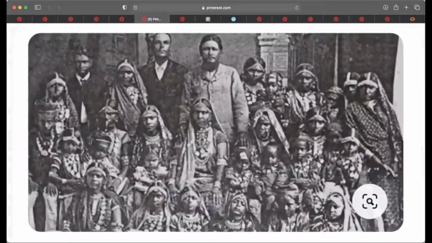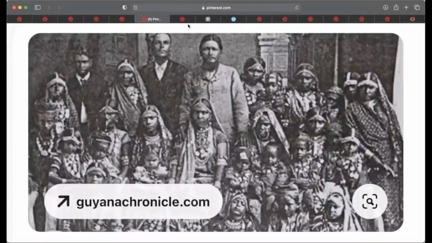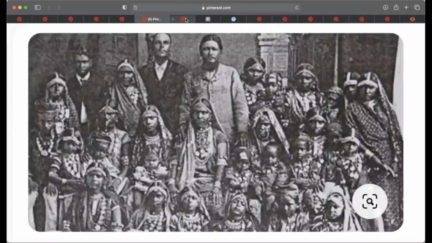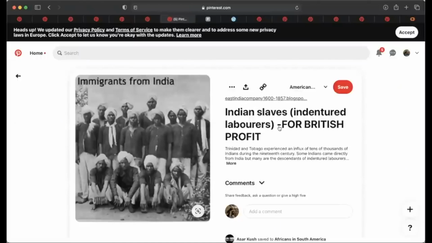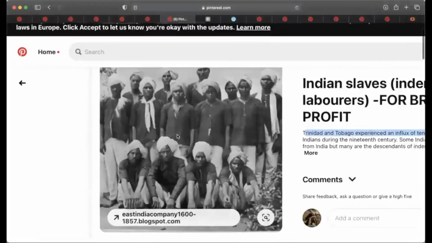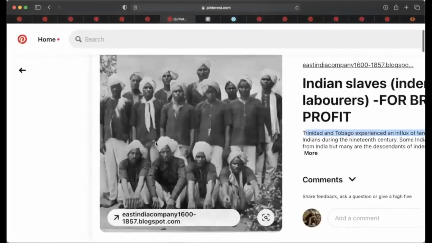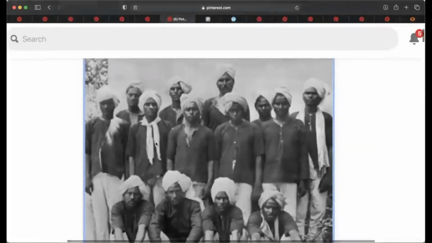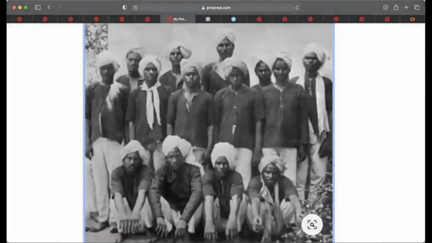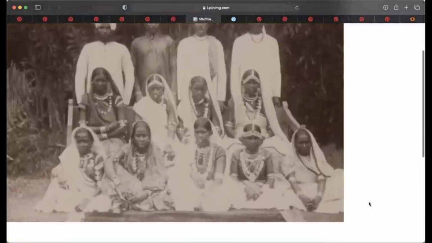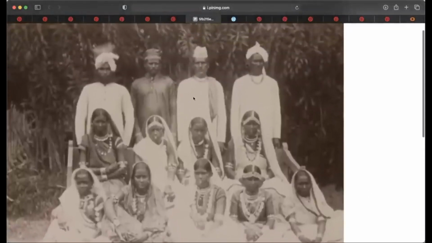As you go, again, these are the so-called Chinos. They were labeling Indian in Mexico. Yeah, soak it all in. Empty your cup, break the spell. It says here, Indian slaves, indentured laborers for British profit. And again, Trinidad and Tobago, influx of tens of thousands of Indians, right? Hindus, tens of thousands of Hindus. Some more coolies, some more coolies in the West Indies.